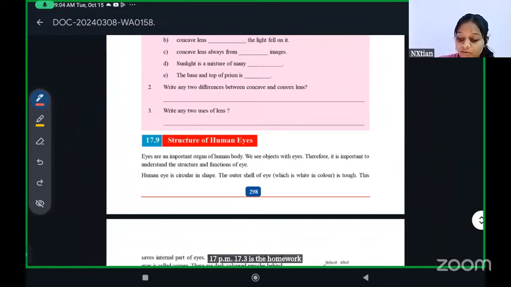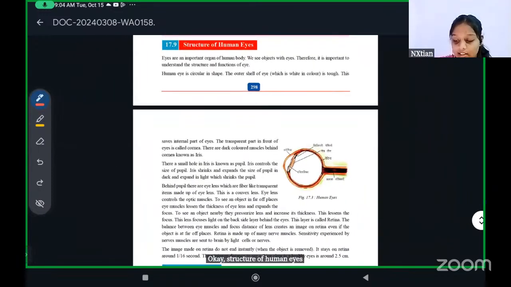Structure of the human eye. We'll start this topic tomorrow. We'll go through the diagram and understand how the image forms on our retina, how we are able to see through our eyes, and how it works. Because we have less time, I want to start this fresh tomorrow.